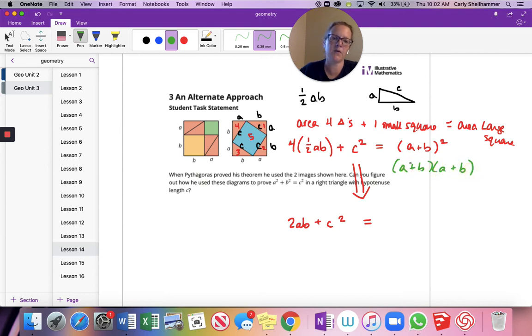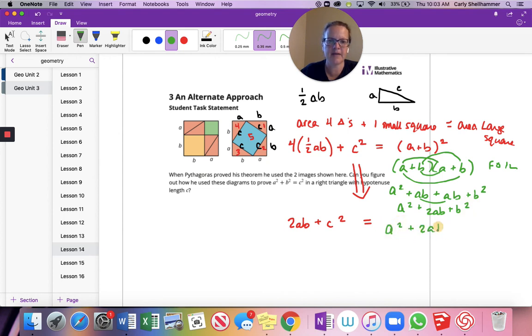Instead of A plus B squared, we're going to write A plus B times A plus B. First is A squared. Outer, that's FOILing, right? You remember? Outer is AB. Inner is AB. And last is B squared. Collecting like terms, I get A squared plus 2AB plus B squared.